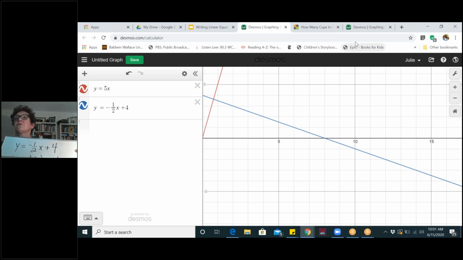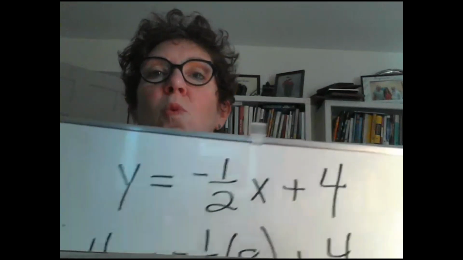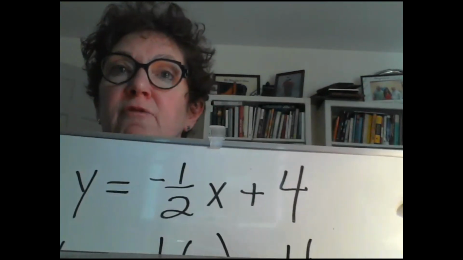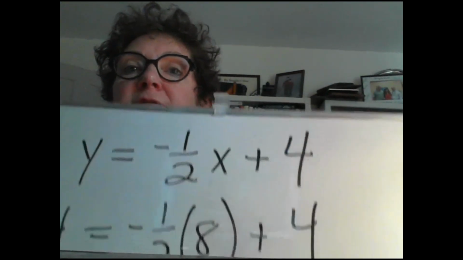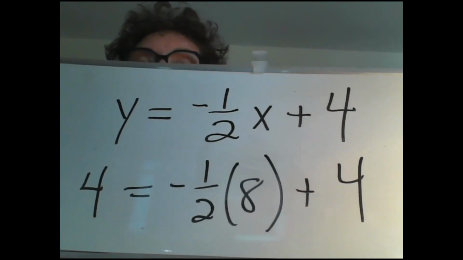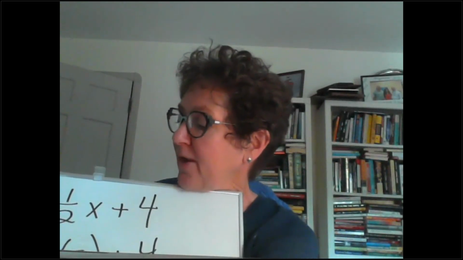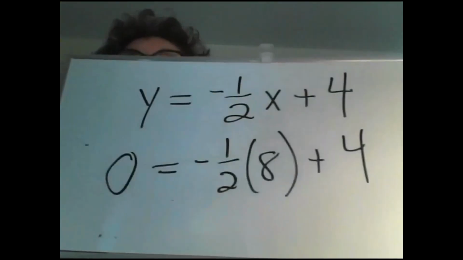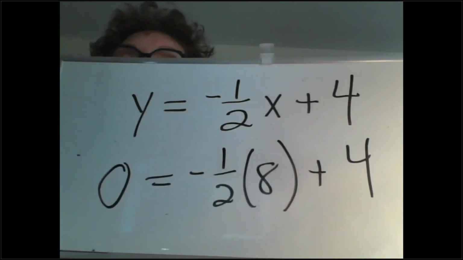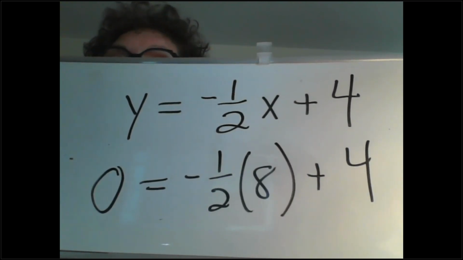Okay, stop sharing here. So that's my equation, y equals negative 1/2 x plus 4. If I substituted that point in, I would not get 4. I would get 0. That point is (8, 0). Is that true? What's negative 1/2 times 8?